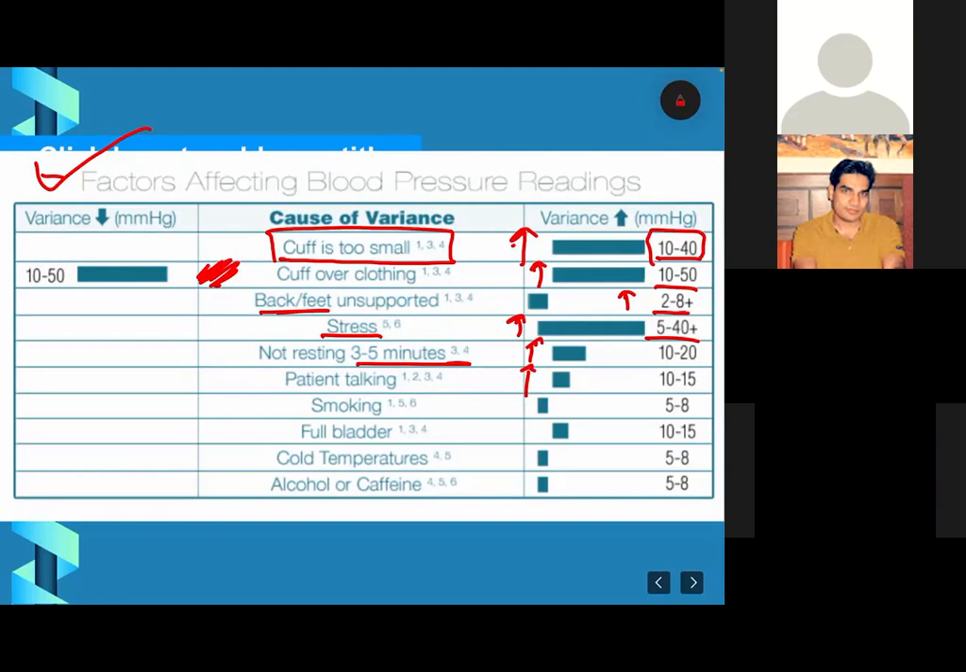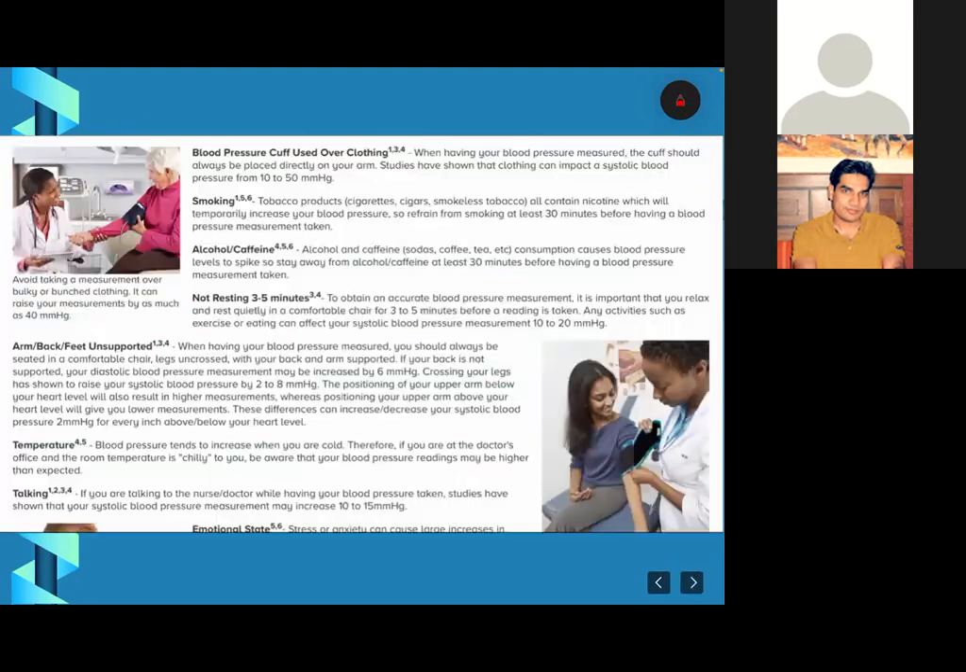If the patient has smoked, then 5 to 8. Full bladder 10 to 15. Cold temperature 5 to 8. Alcohol and caffeine also increase the blood pressure. Now, what are the precautions for blood pressure monitoring?